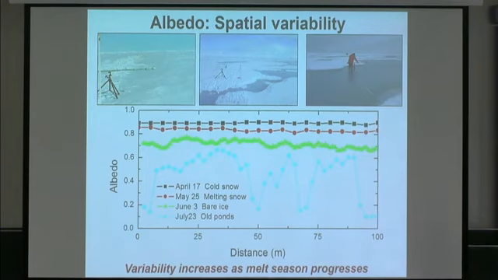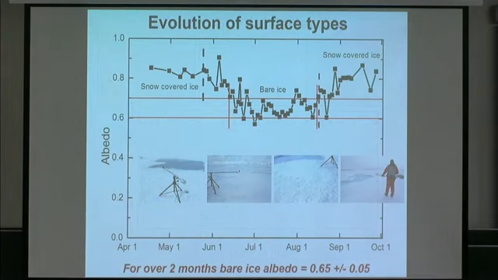Another way to look at things is to just stay in one place and measure the albedo day after day after day. And that's what's shown here, a time series starting out with snow-covered ice, a large albedo, the snow melts, we have bare ice through the summer, and then we get some more snow in the fall. And this is really interesting because if you look at it, that bare ice albedo spends 2 months in the summer just kind of bouncing around between 0.6 and 0.7.